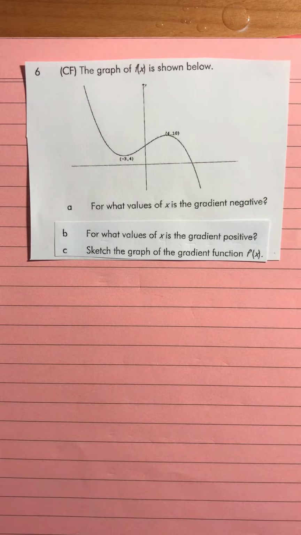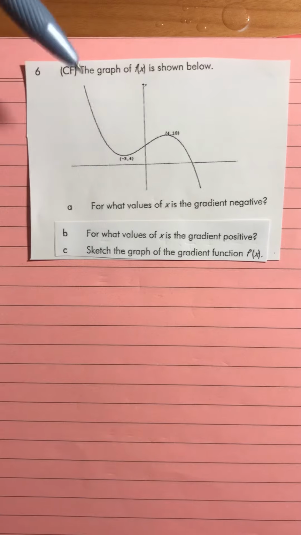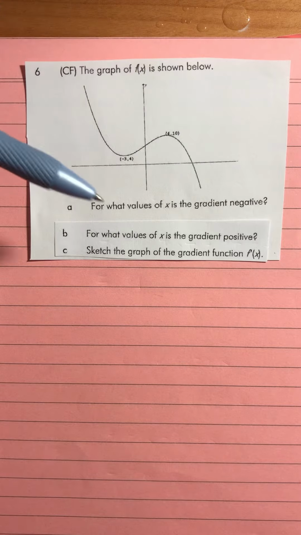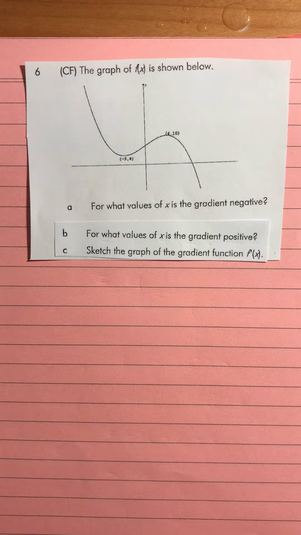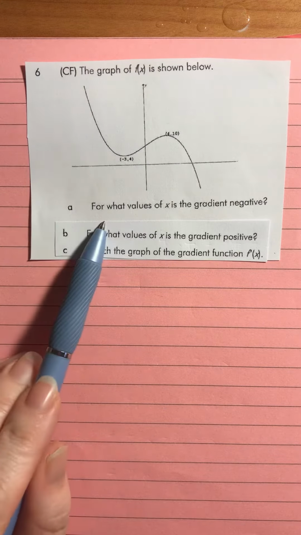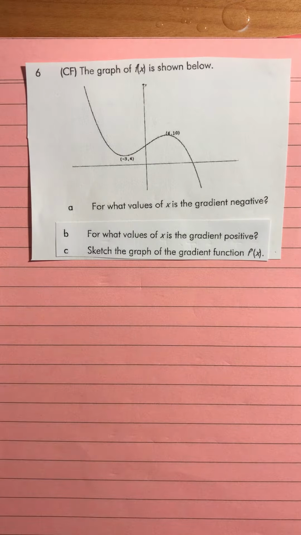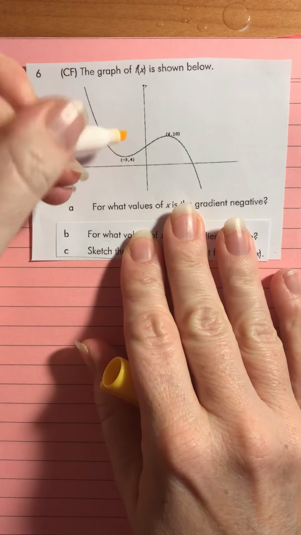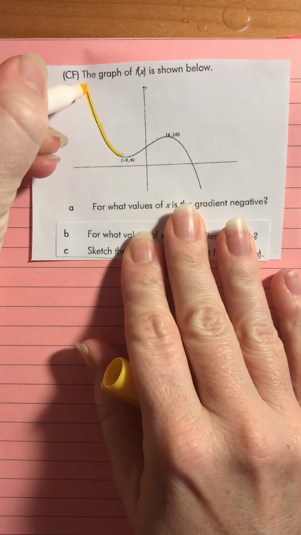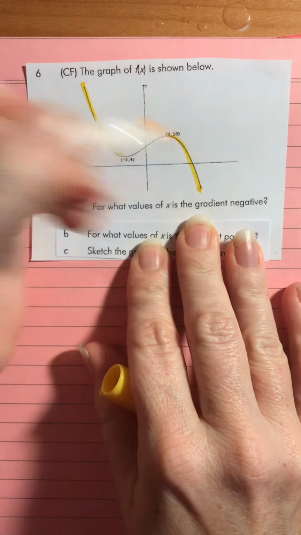Okay, having a look at this question in this video where we have a graph and we're wanting to look at the gradient of the graph. So the first question is for what values of x is the gradient negative? So we're looking at that picture and saying, okay, for this section it's negative, and for this section it's negative.